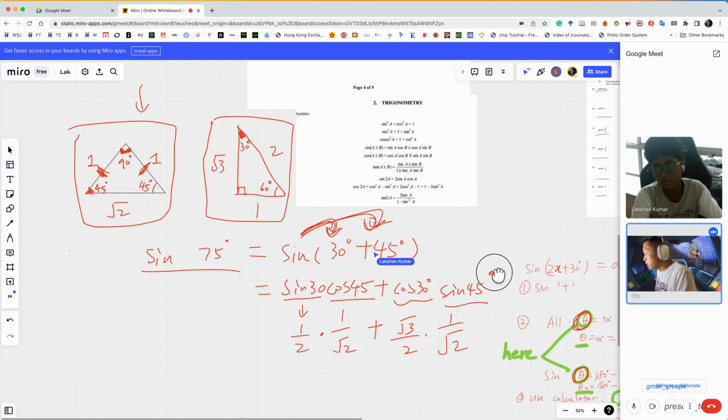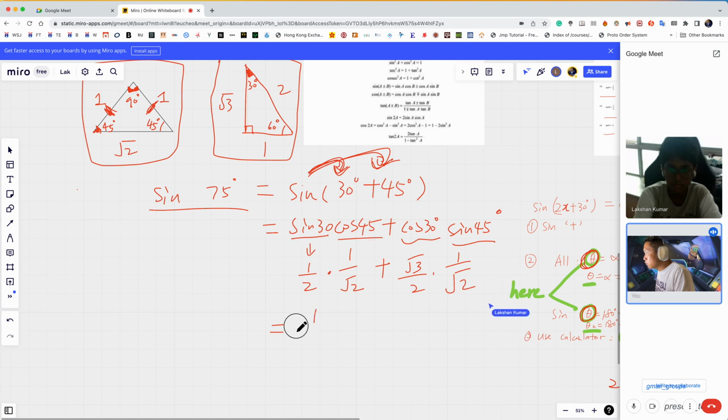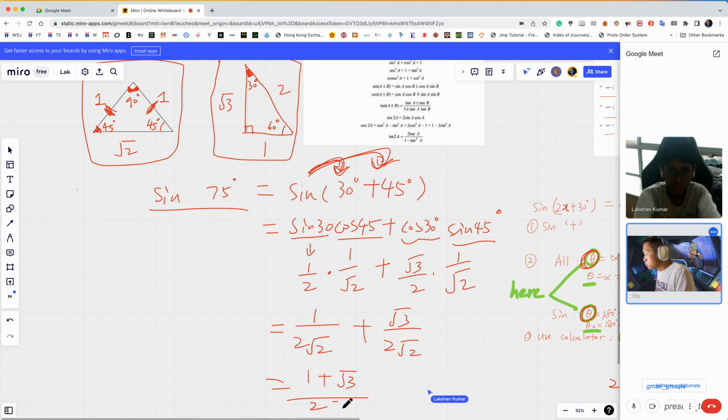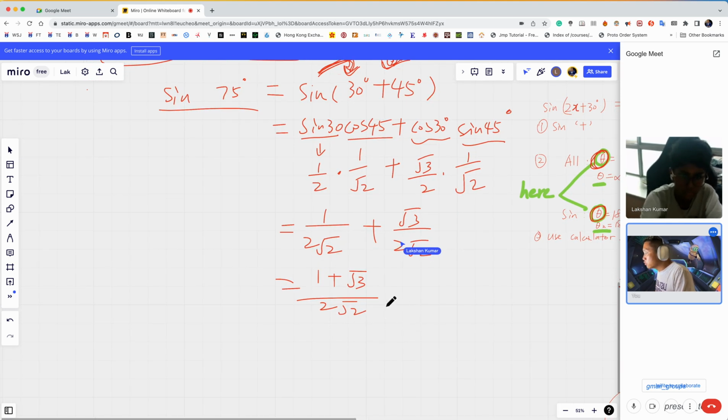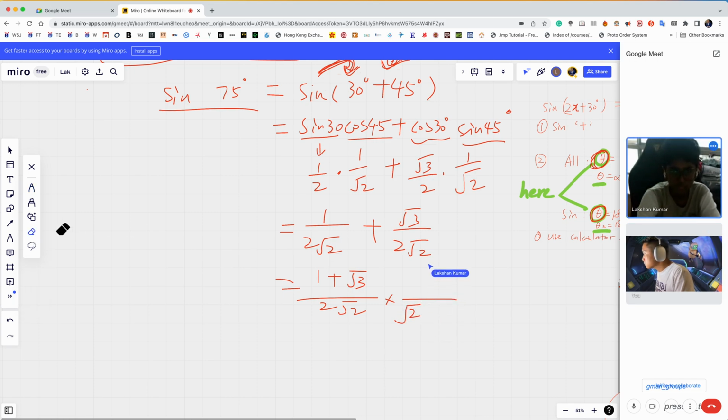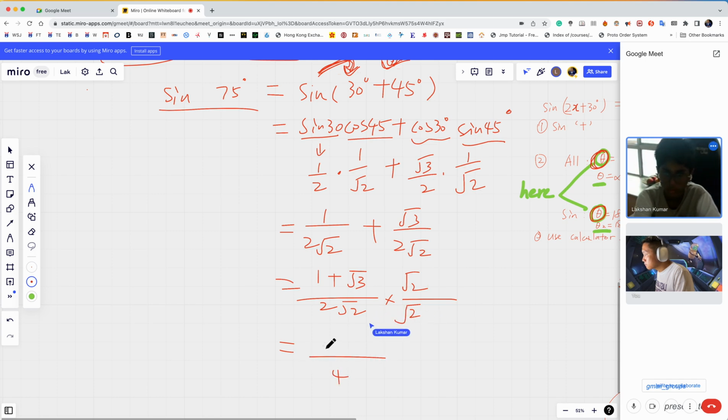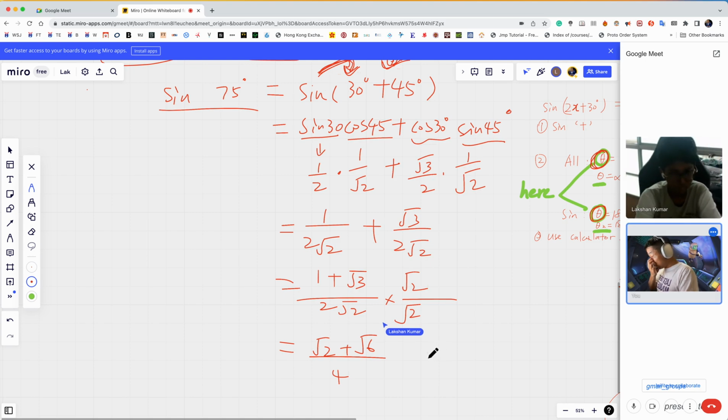Then with this, I think you can continue. So you will get 1 over 2 square root 2 plus square root 3 over 2 square root 2. So you just add them up. 2 square root 2, right? And of course, you need to rationalize. Times 2 over 2, right? That's it. So this is the exact value.